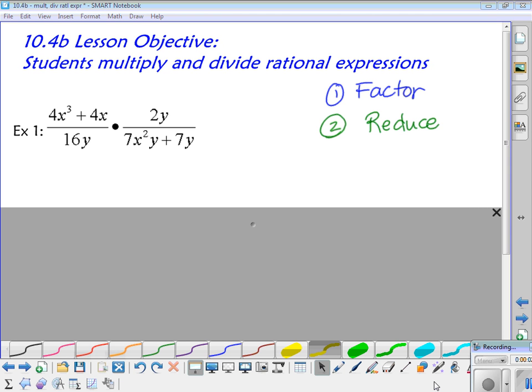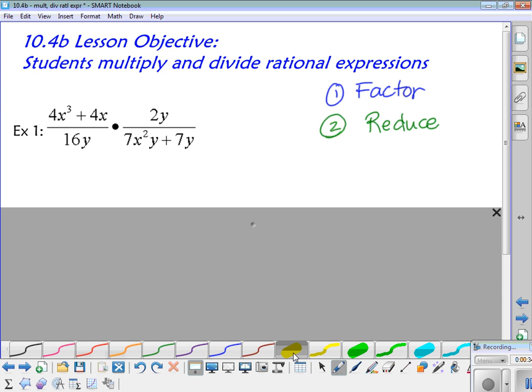All right, so our lesson objective for today, students will multiply and divide rational expressions. Yesterday we started with the multiplication. We're just going to do a few that are just a little bit more complicated than what we did yesterday. But we're still going to do the same thing we did before. We're going to factor it, and then we're going to reduce it and come up with the simplified answer. So our first problem, we've got 4x cubed plus 4x over 16y times 2y over 7x squared y plus 7y.